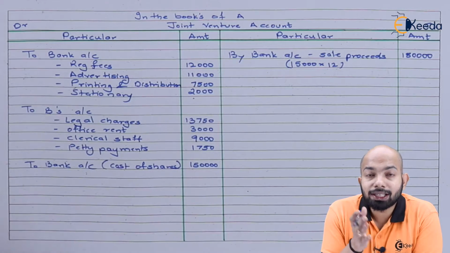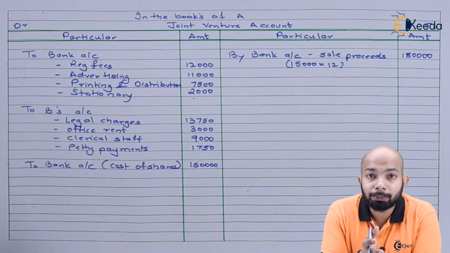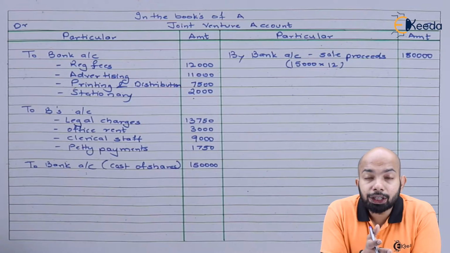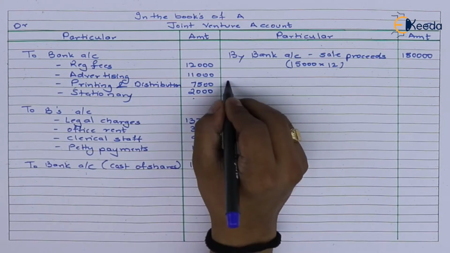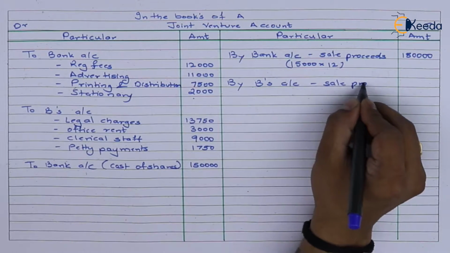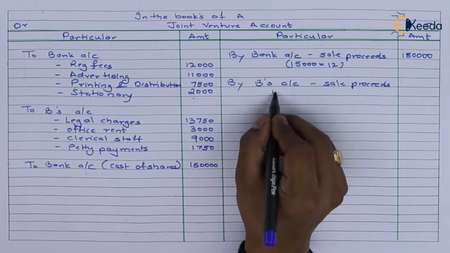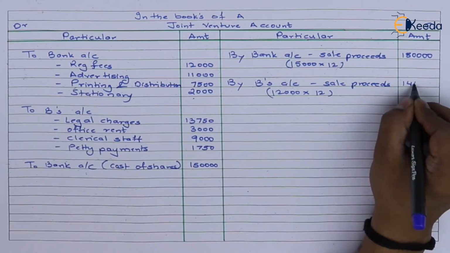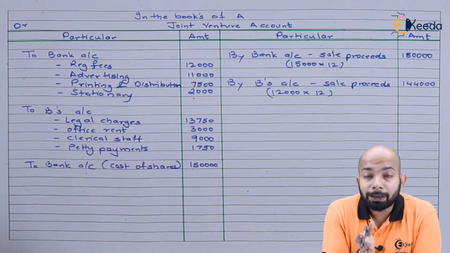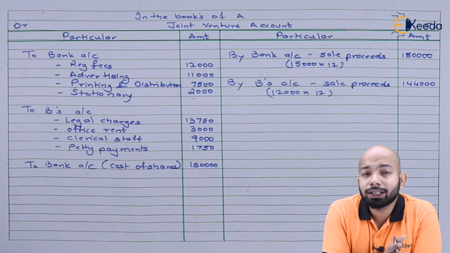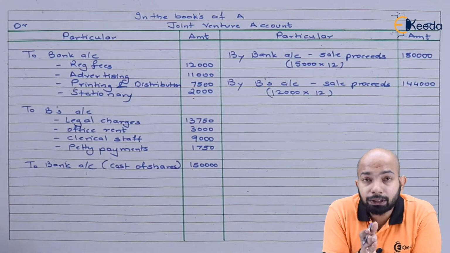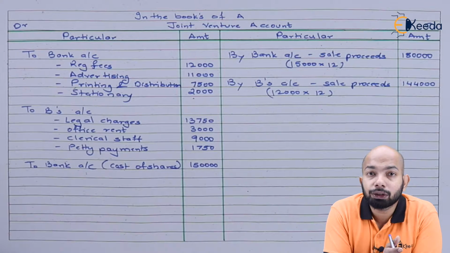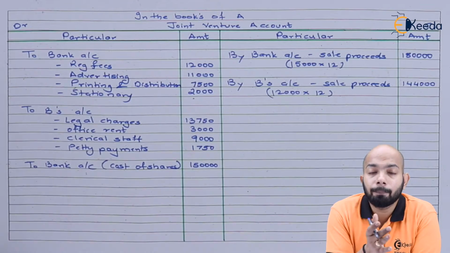Now let's figure out the amount of sale that B has made. That means again the entry will be B's account debit to joint venture account credit. That means on the credit side of joint venture it will be by B account. So for B, it was 12,000 shares, again sold at the same price, 12.50 less 50 paise brokerage on every share. That means 12,000 into 12 rupees gives you 1,44,000. That is the amount of sale that has happened for B.